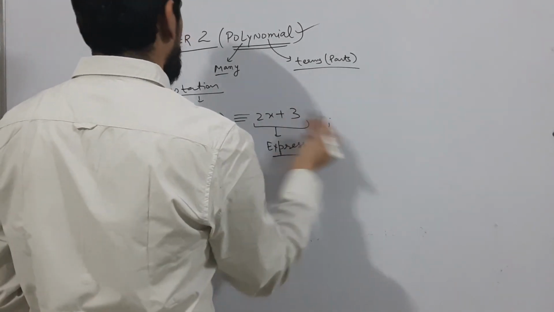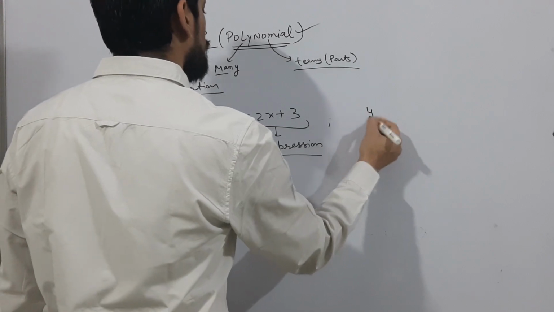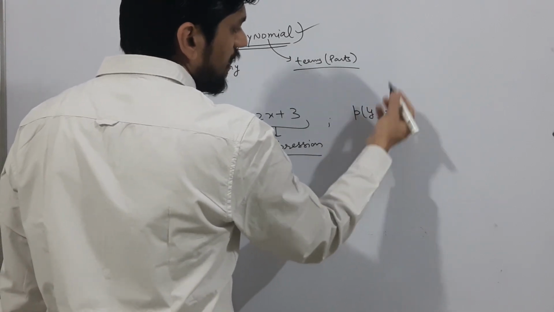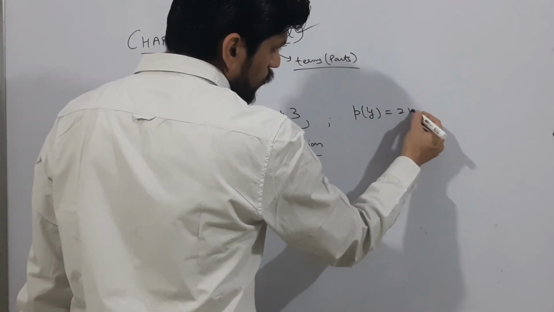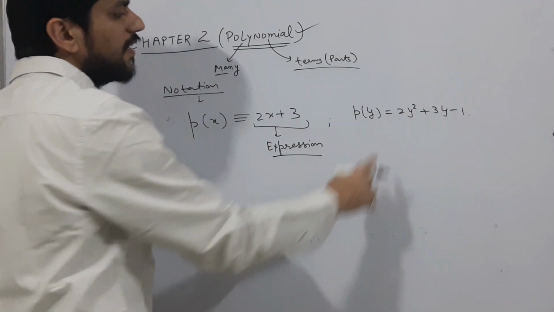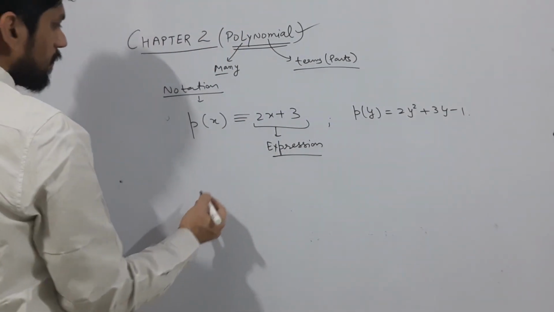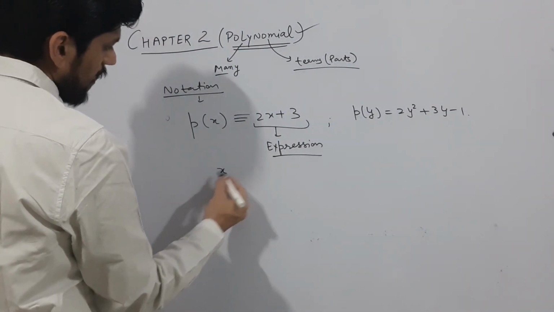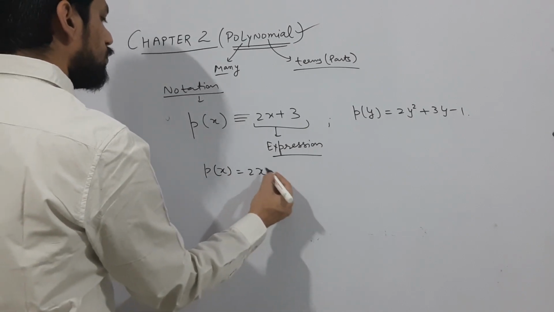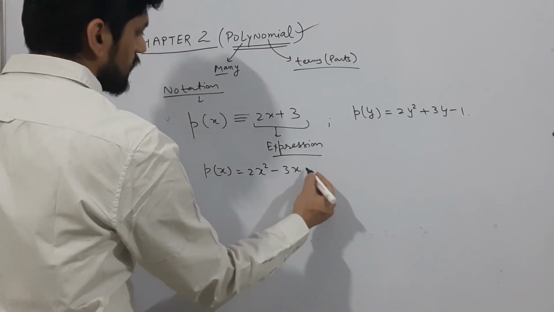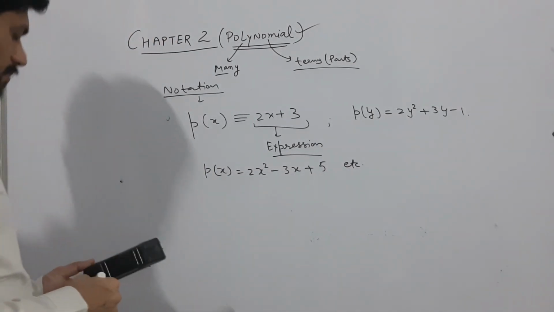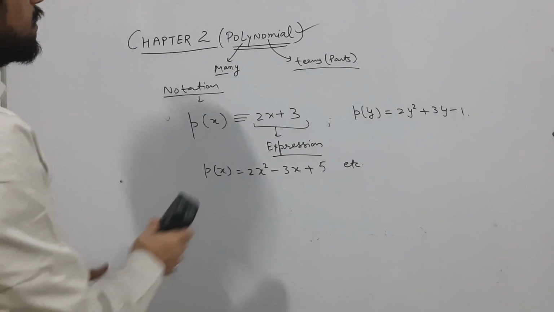Okay. Another example. Suppose we write a polynomial in y. So we use p of y equals 2y square plus 3y minus 1. So this is another polynomial in variable y. Likewise, we have another polynomial p(x) equals 2x square minus 3x plus 5, etc. So these are some types of polynomial and their notation.